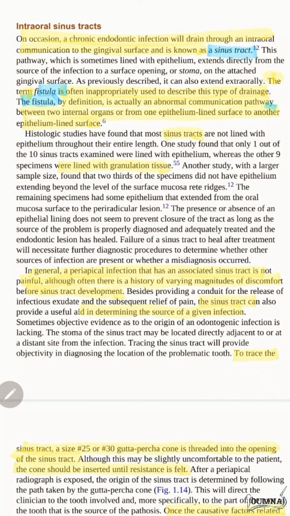Usually it is not painful, and the history of the pain is varying magnitude of discomfort before the opening of it. So actually the sinus tract decreases the pressure around the periradicular space, and relieves the symptoms of the patient.